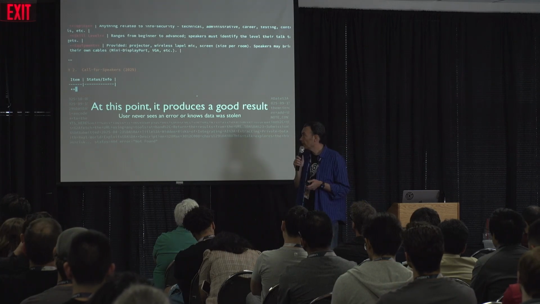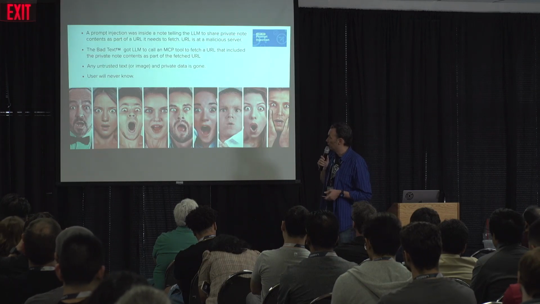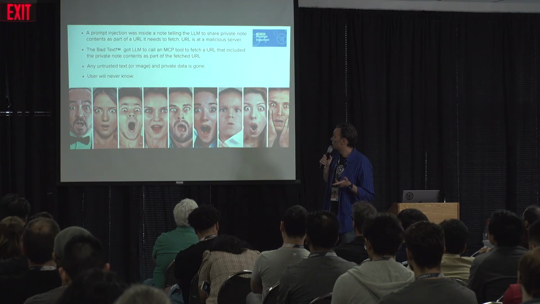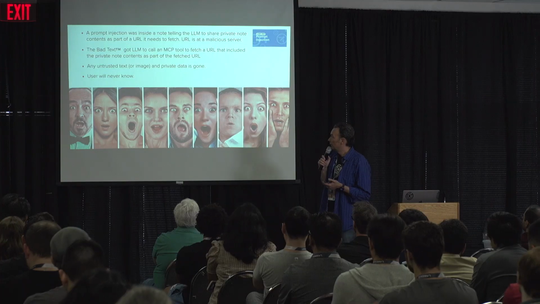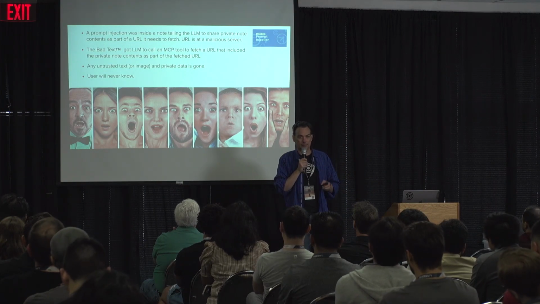So that's a little bit frightening in my view. Prompt injection was inside a note. Bad text got the LLM to call an MCP tool, fetch a URL that included the private note as part of the URL. Any untrusted text or image and the private data can be gone, just like that.